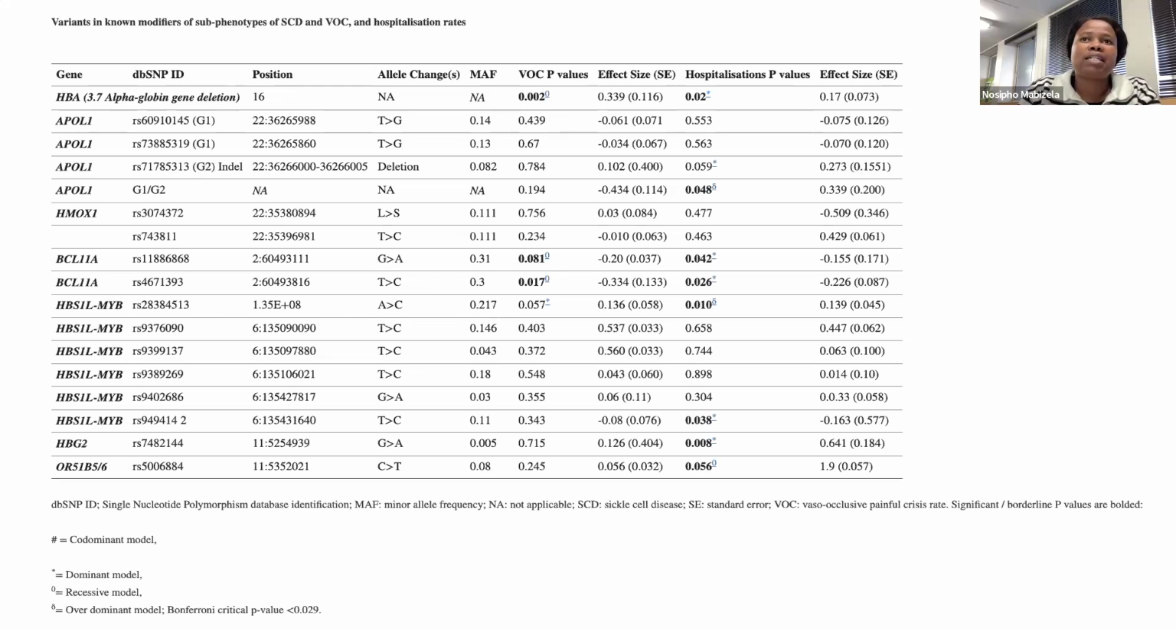We looked at the known genetic modifiers that have been published. We did replicate some of the genetic modifiers that have been reported to be associated with the number of VOC. You can see alpha thalassemia, as I showed you in that first slide, that the more deletions you have, the more it is associated with the severity of your disease. We also saw that there was an association with APOL1. I think people that are into kidney disease will know that this is a risk allele for people to develop kidney disease either now or at a later stage.